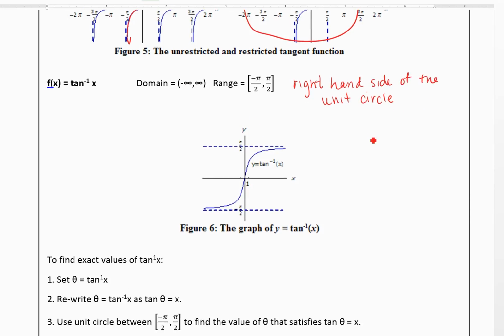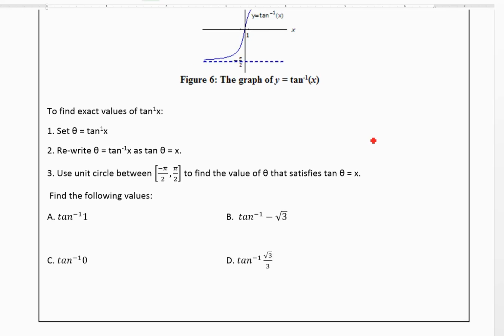Okay, and we see a graph of tangent inverse, and the process is very similar to what we've done with inverse sine and inverse cosine. So you're going to set theta equal to tangent inverse of x. If we want tangent inverse of 1, we say theta equals tangent inverse of 1. Then we rewrite it as tangent of theta equals 1. And we're going to use the unit circle between negative pi over 2 and pi over 2. So remember, that's the right-hand side, where any angles in the fourth quadrant, you're going to write them as the negative angle, to find the value of theta that satisfies tangent of theta equals x.